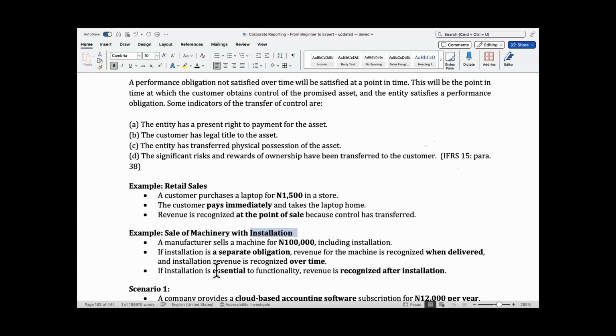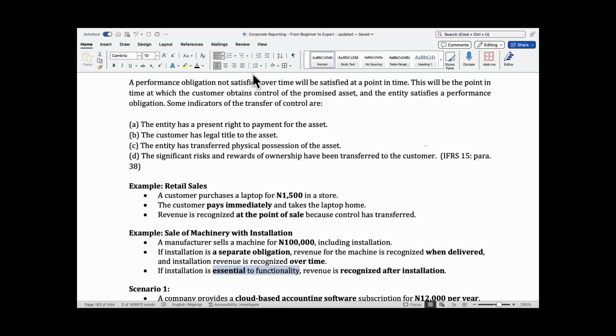But if we were told that installation is essential to the functionality of the machine, we'll wait until we install before we recognize the entire revenue. So I saw one person wrote one-off transactions, yeah, something like that.